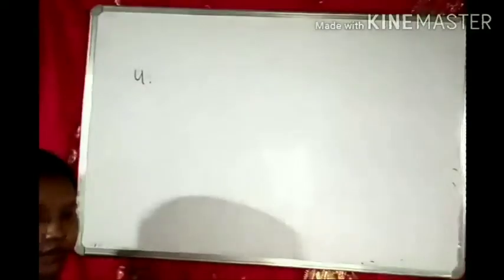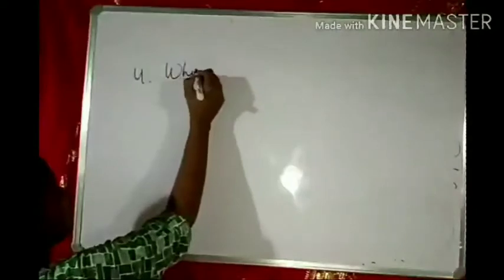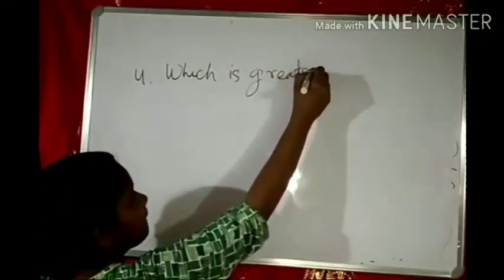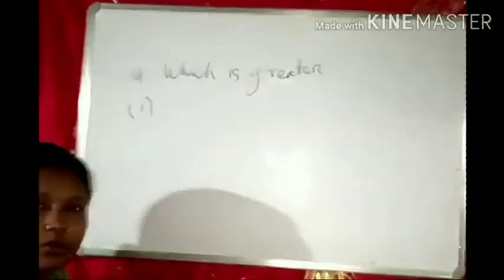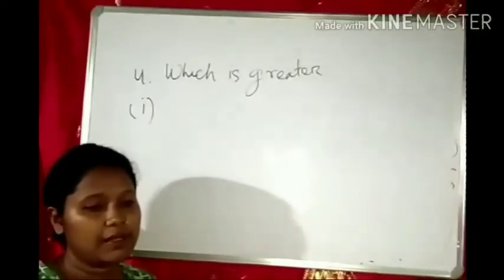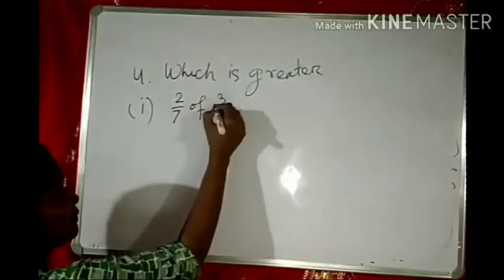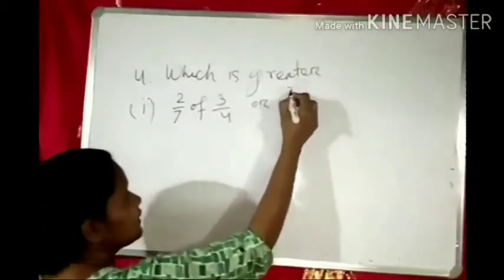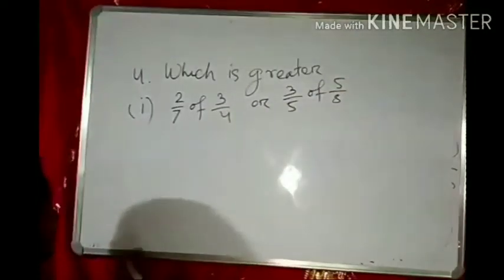Next we'll move to question number 4. Which is greater? Let's see, number 1: 2 by 7 of 3 by 4 or 3 by 5 of 5 by 8. So you have to find out these things.